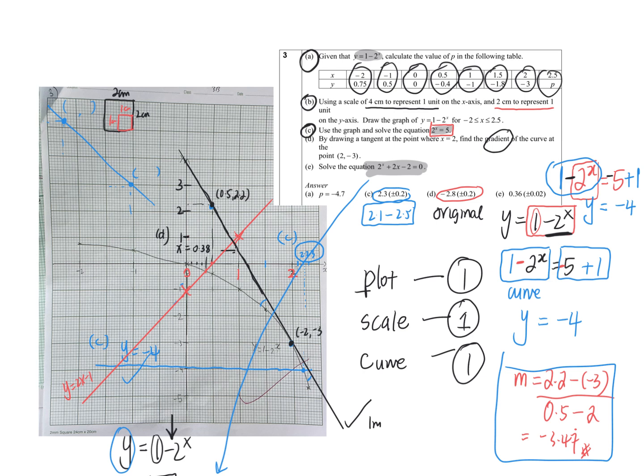Minus 2, minus 3. So how to find the gradient of this line? I will use y2 minus y1 over x2 minus x1. This is the gradient formula. So using that, go and calculate your gradient. Oh, actually our answer was accurate. I calculated wrongly. This is a minus 2. So actually our answer was correct.